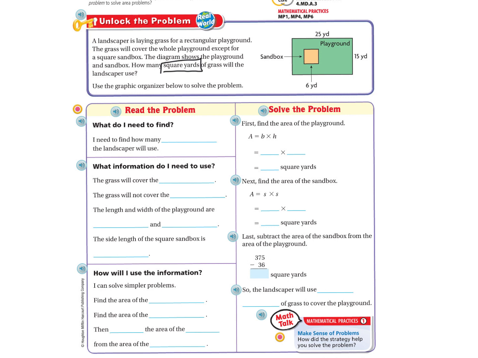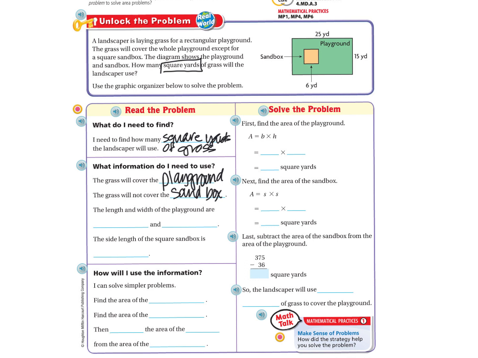Okay, so what do I need to find? I need to find how many square yards of grass the landscaper will use. Okay, so what information do I need to use? The grass will cover the what? The whole playground, except, yes. So we're going to have to cut that out, right? The grass will not cover the sandbox. Okay, the length and width of the playground are, look at your picture, what's the length?